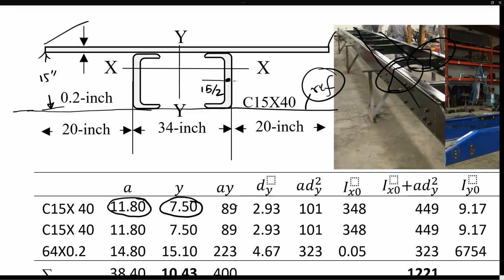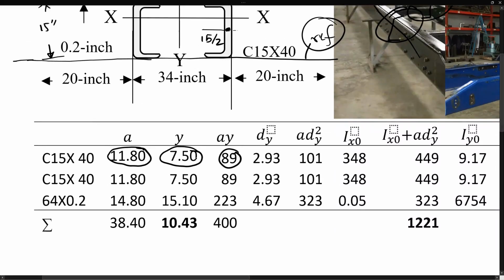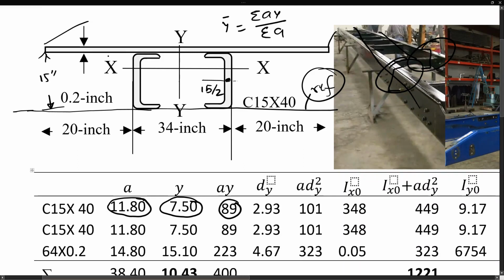Now you multiply this area times the Y. The formula for Y bar is equal to the summation of A Y divided by the summation of A. Simple as that. Then we do basically the same for the other C channel. But for the flat sheet on top, that is 0.2 inch thick, from the reference axis it is the 15 inches plus half of this, because the middle is the center of gravity for this flat sheet. So it's actually 15 plus 0.2 by 2, which gives you 15.1.